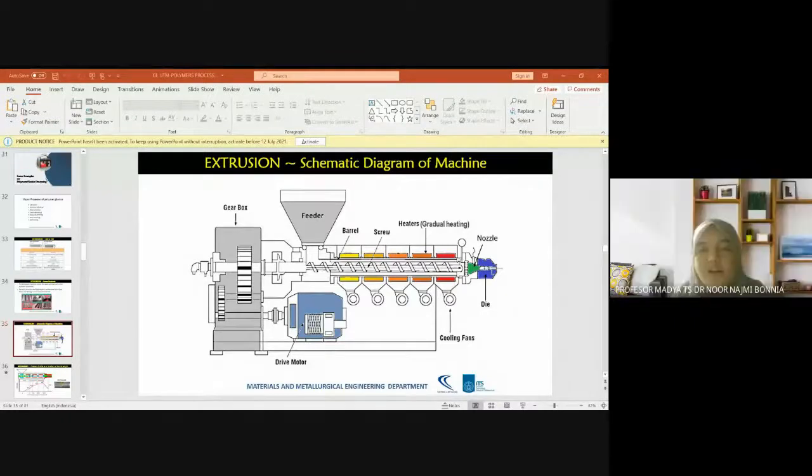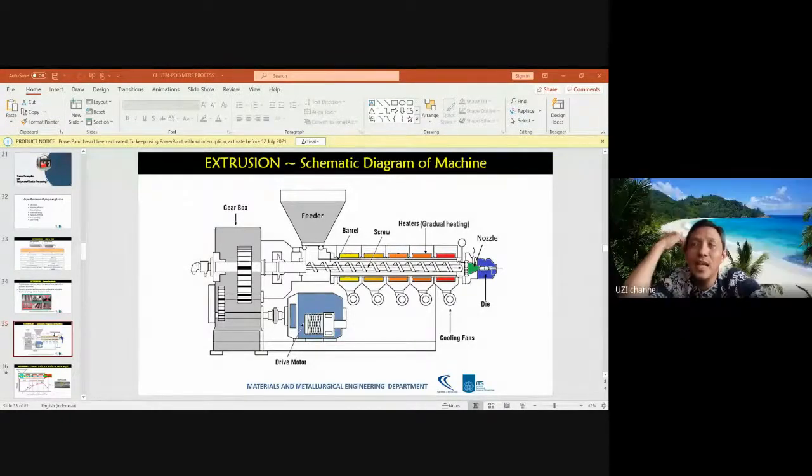Is it only for thermoplastic material? Currently, mostly thermoplastic, but it has also been developed for thermosets. For example, polyurethane.